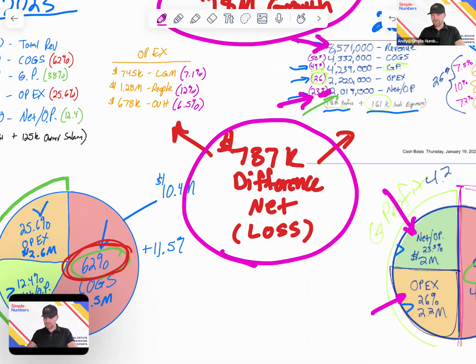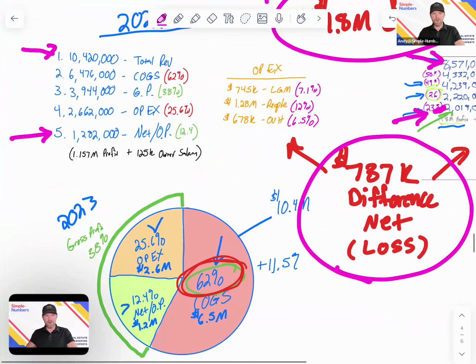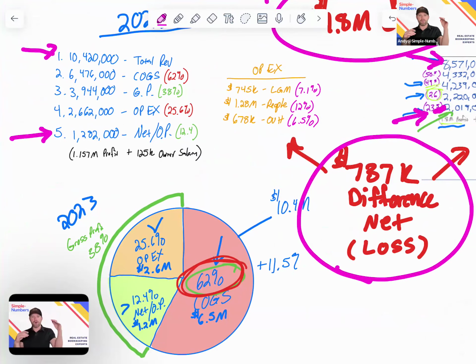Lost 737,000 from the previous year. They had 2 million in net profit. They went down to 1.282. What the heck happened? How do we grow 1.8 million in revenue and make less money? Well, let's figure it out.